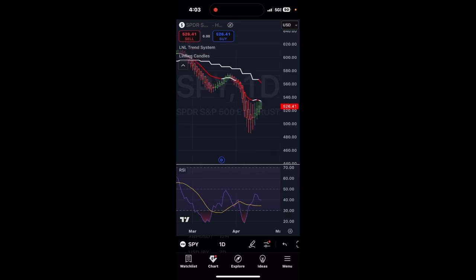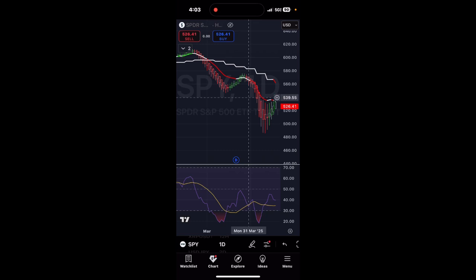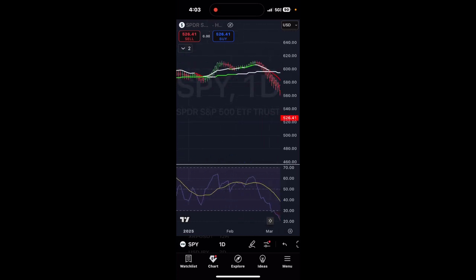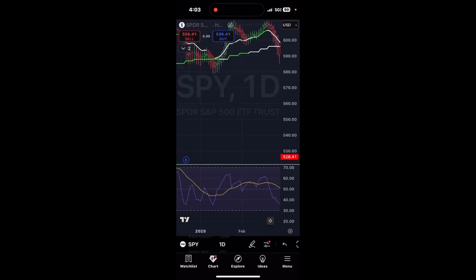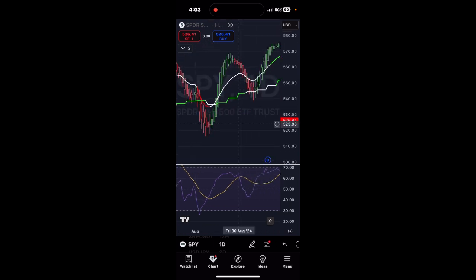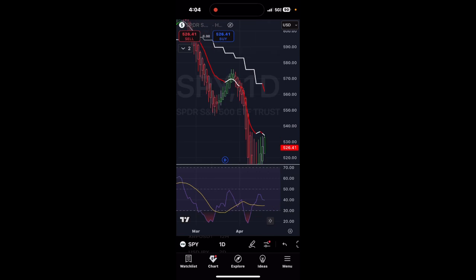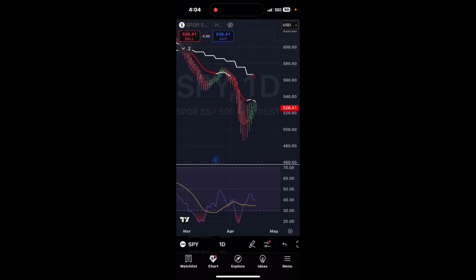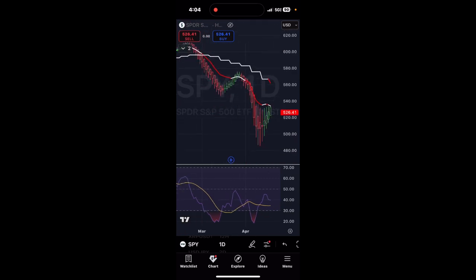Now, what we want to focus on is longer time frames. So what you want to look for is the last time, look for the S&P on the day. You want to look for the last time that they crossed. So we see that it crossed here. So this was the start of the downtrend. And then we see it doesn't quite cross there. It crossed here, so this was the start of the uptrend. So basically, when the LNL Trend System crosses, that's when you want to enter.